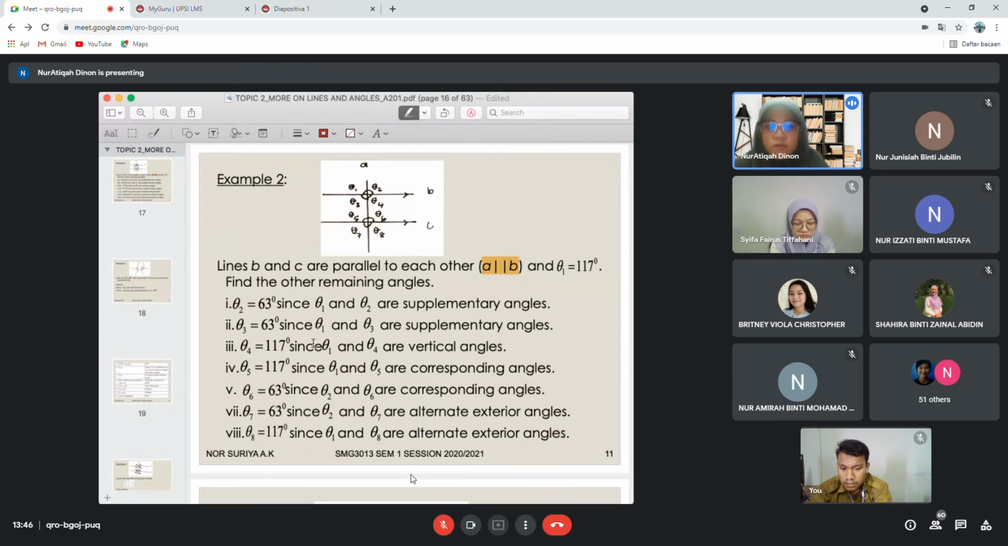Theta 7 here, you got 63 degrees since theta 2 and theta 7 are alternate exterior angles. But actually you can also go to the theorem of interior angle. Kan tadi kita ada juga supplementary kan. The pair of two same side interior angles are supplementary, but we can also go to a theorem about alternate exterior angles. And then theta 8 equals 117 degrees since theta 1 and theta 8 are alternate exterior angles. Okay.